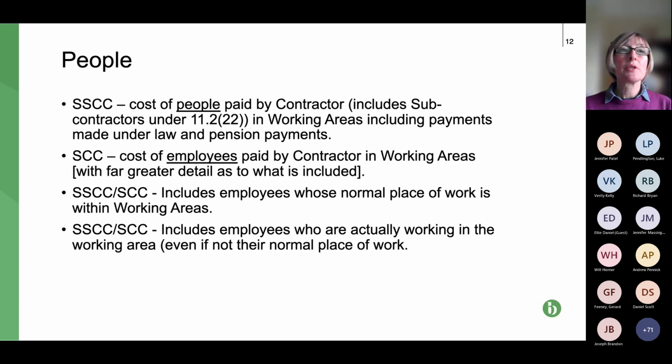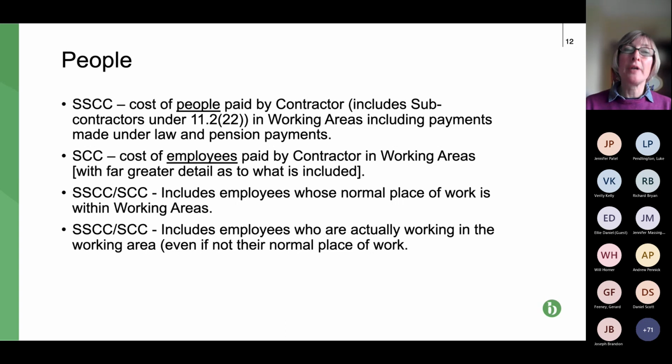If we move on to the next bullet point down, I'm going to come back to the first bullet point. The third bullet point: both the schedule and the shorter schedule include employees of the contractor or subcontractor whose normal place of work is within the working areas, but for whatever reason, they may be working somewhere else for a particular period of time. Now, you might say, well, what's your normal place of work? There's no case law on that. I suspect it's got to be over 50% of the time, and probably it's got to be working predominantly within that working area.